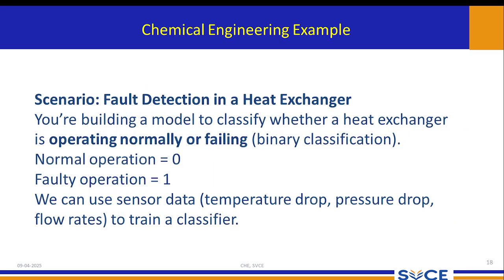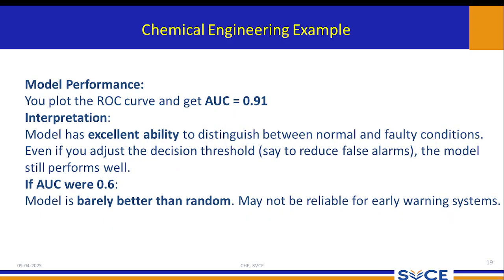Mostly we will use sensor data to train the classifier. If the area under the curve shows only 0.6, the model is barely better than random. It is better than random, but it does not fit the data well and may not be reliable for early warning systems, so it may produce false predictions as well. Hope you understood what I am trying to say.